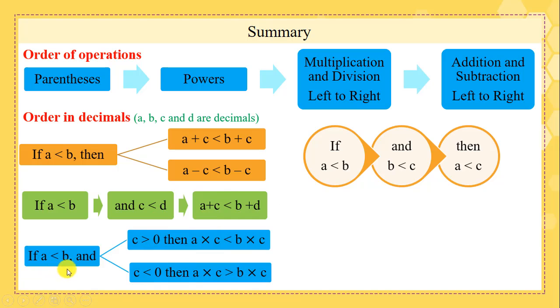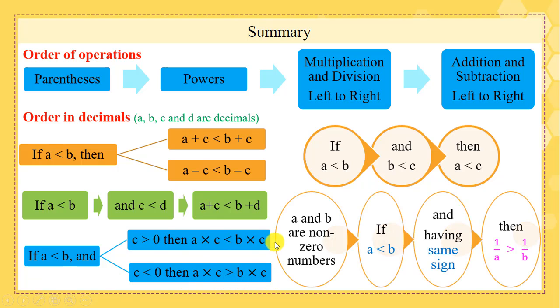If a less than b and c greater than 0, then a times c less than b times c. And if c less than 0, then a times c greater than b times c. The last property. a and b are non-zero numbers. a less than b, a and b having the same sign, then 1 over a greater than 1 over b.